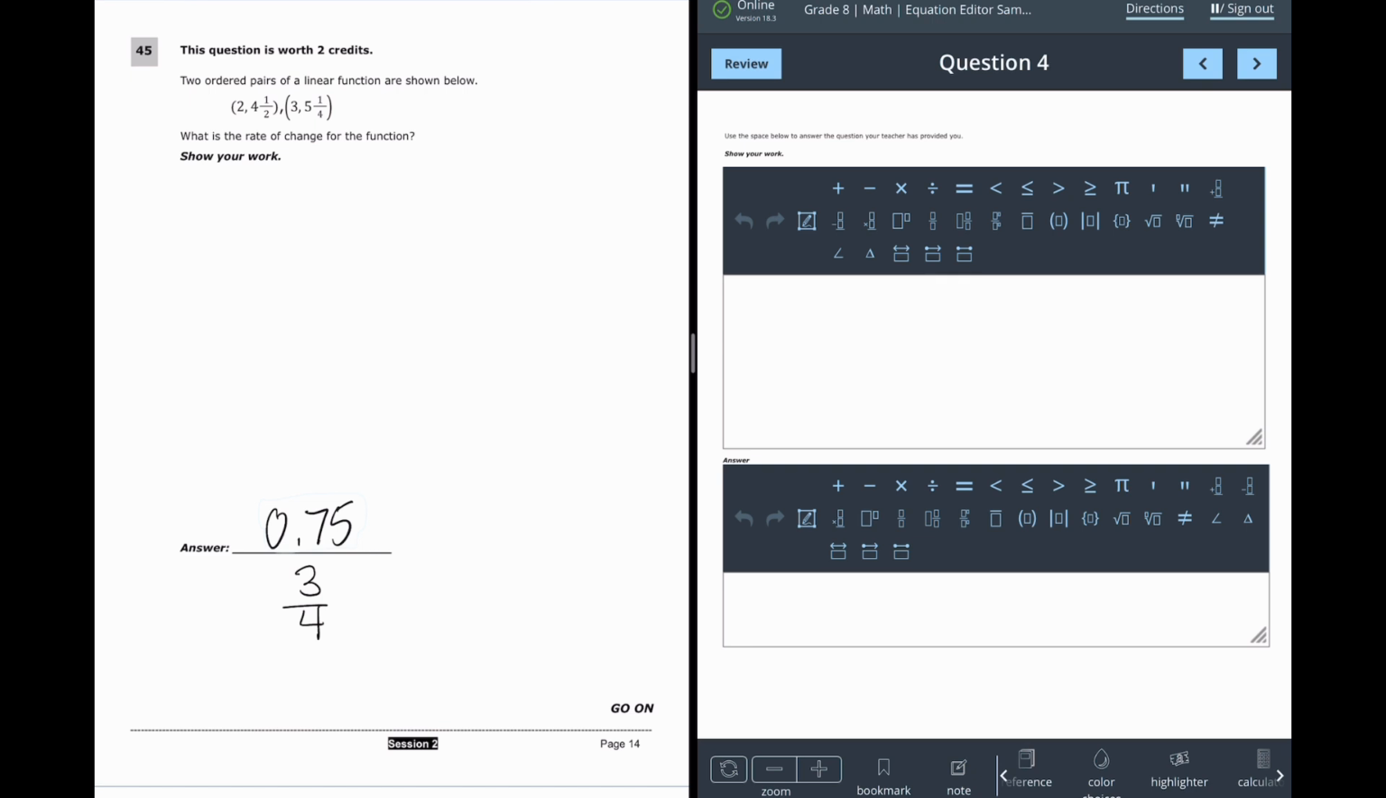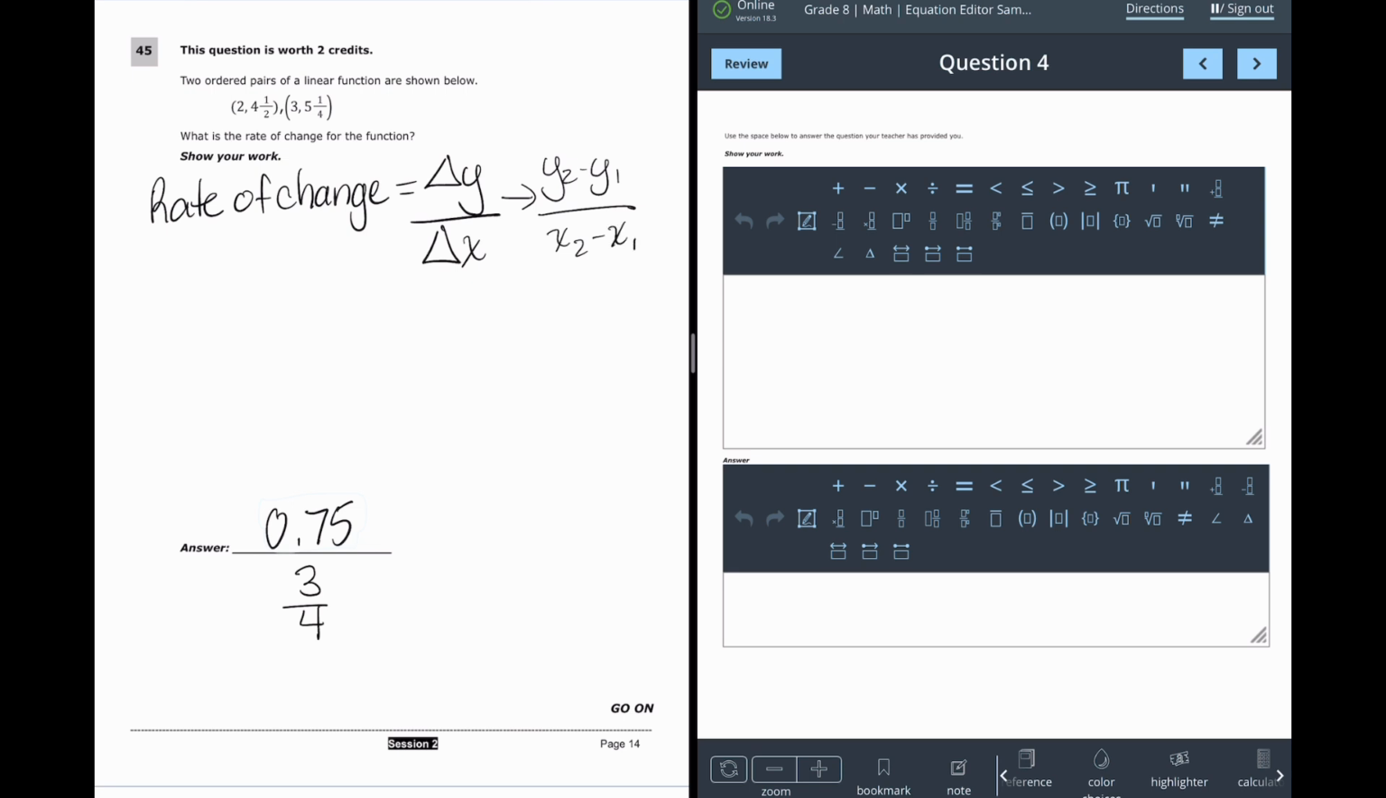All right, so what are we doing for rate of change? We're looking at 2 ordered pairs, 2 points on a line, in a linear function. We want to know the rate of change. So when I think of rate of change, I think of the change in y over the change in x. Some people put this as y2 minus y1 over x2 minus x1.